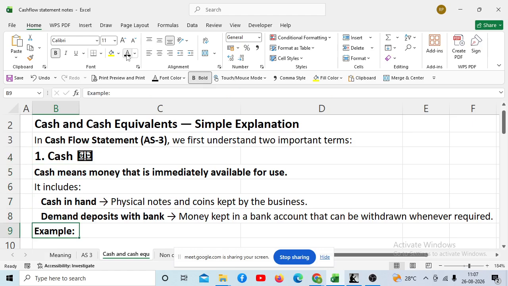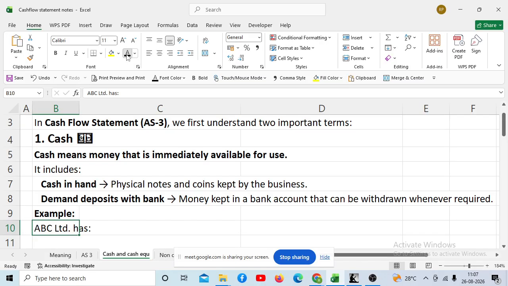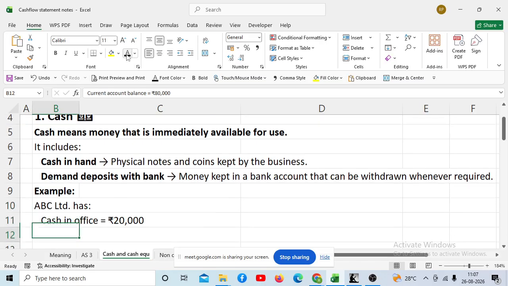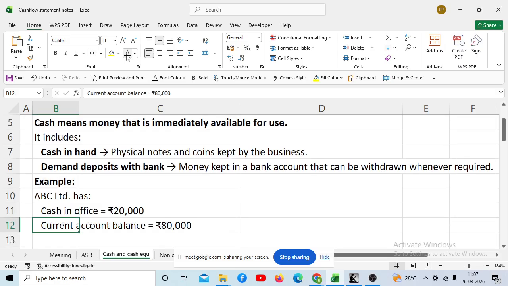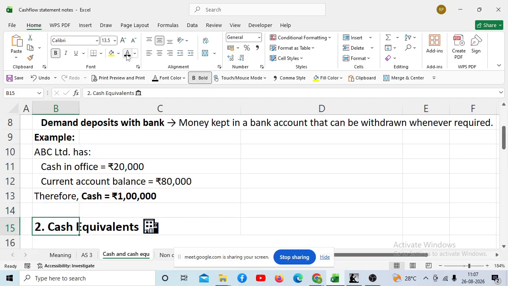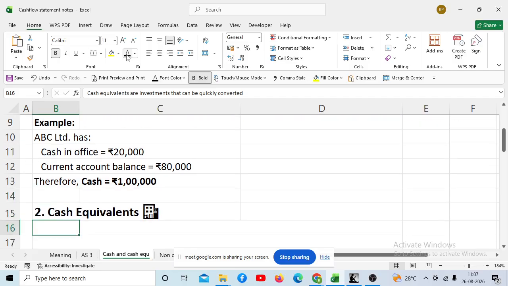Yes. Okay, let us see one example. Suppose A Limited is having cash in office 20,000, and in the bank current account he is having 80,000. So therefore, what is his cash balance? According to accounting standard 3, he is having a cash of how much? One lakh. 1 lakh rupees. Okay. Now give the second heading as cash equivalent.